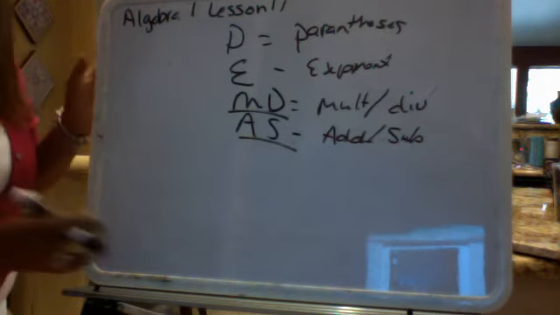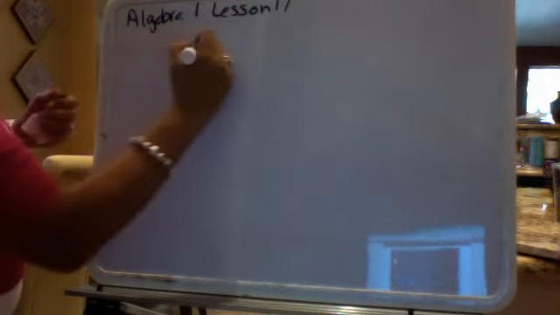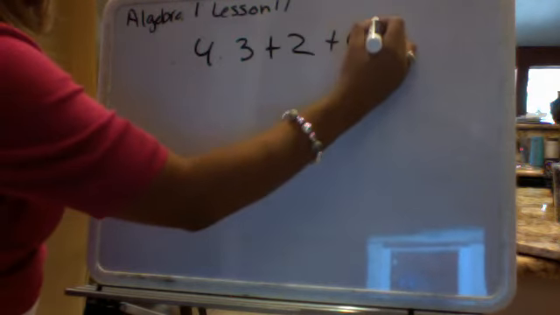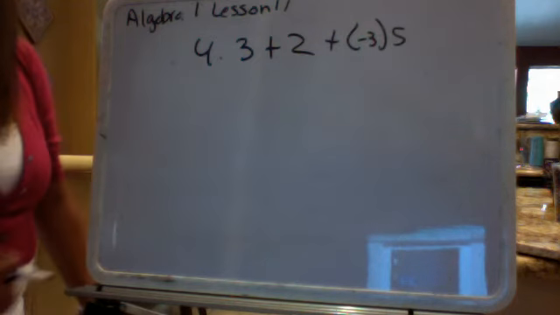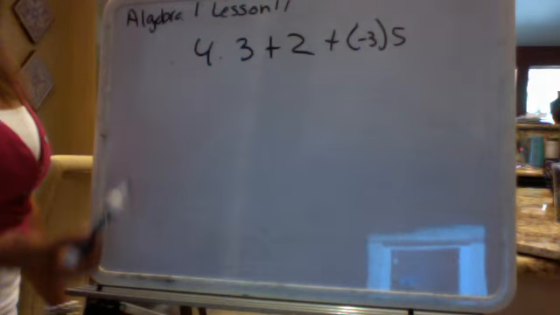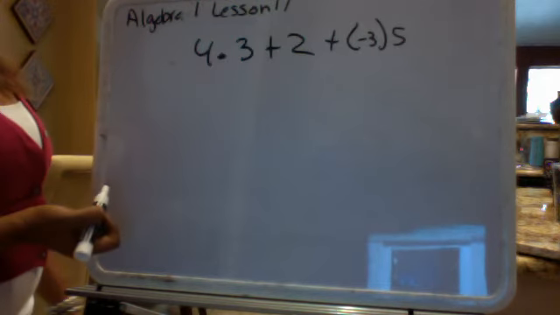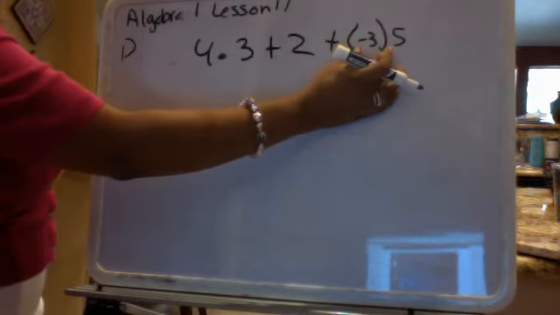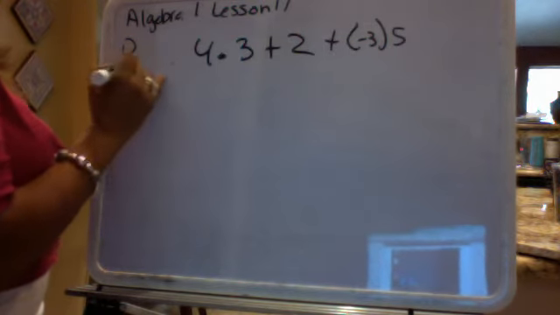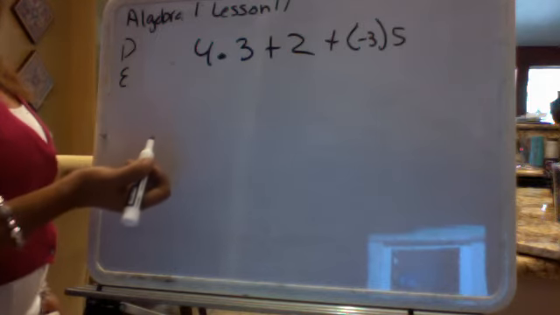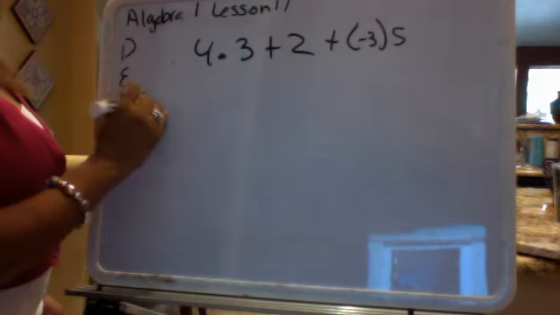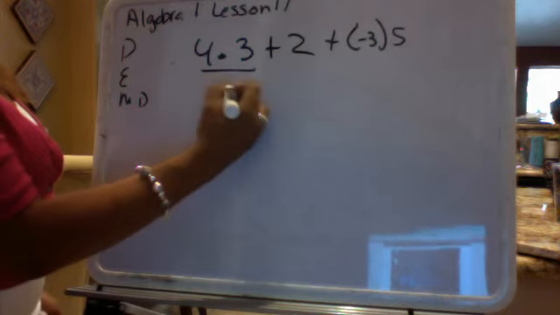Let's do one problem together. We're going to do example 11.1. It says 4 times (3 plus 2) plus negative 3 times 5. Remember, this is simply another way to write multiplication. So do we have any parentheses? Yes, so we do inside parentheses. Is there anything to simplify inside this? No. Do we have exponents? No, that means do we have something squared, to a power, or a square root of something? No. Now do we have multiplication or division? Yes, we have multiplication here. So we start here. 4 times 3 is 12.